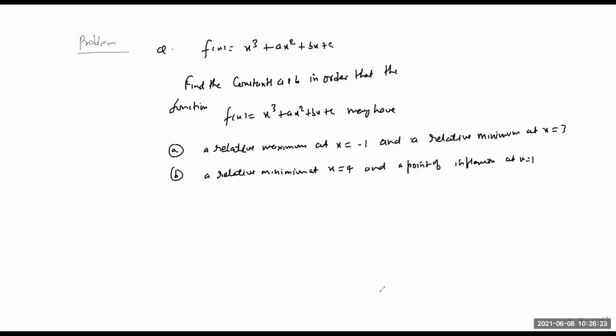Sir, for the first one, the answer is A is equal to -1 and B is equal to -3. The slope will be 0 at -1 and 3. Okay, you are saying the answer. No, listen. The A and B together will solve the question. You cannot have an answer for A and B separately.